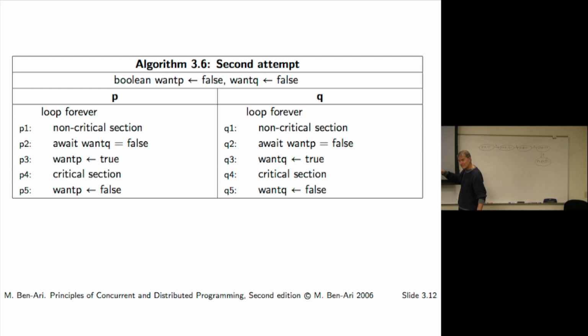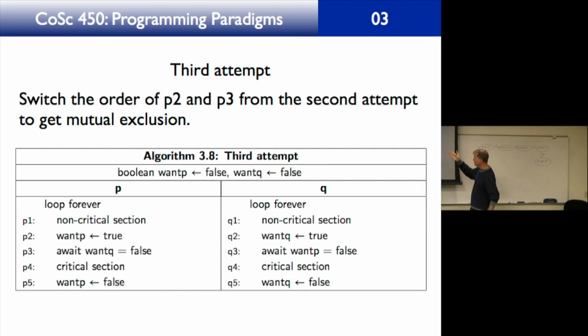So what's another attempt? Well, flip them. Flip the order. Are you with me? So our third attempt is to switch the order of P2 and P3 from the second attempt to get mutual exclusion. Right? Oh, but now you're shaking your head. Don't you think this will get us mutual exclusion? Yeah, you do think it'll get us mutual exclusion, but do you see right away what the problem is? This will guarantee mutual exclusion, but what's the problem?